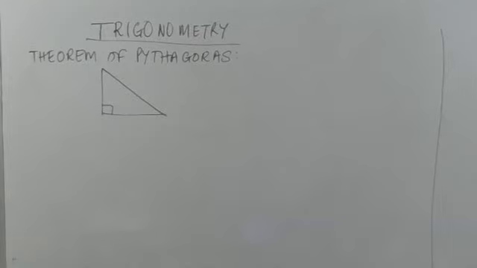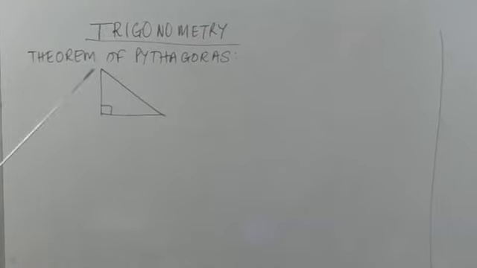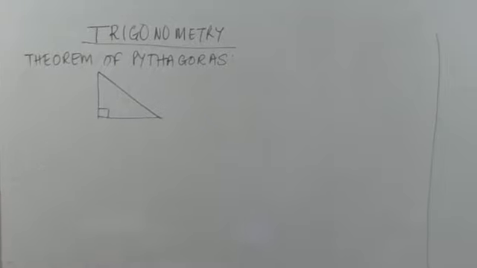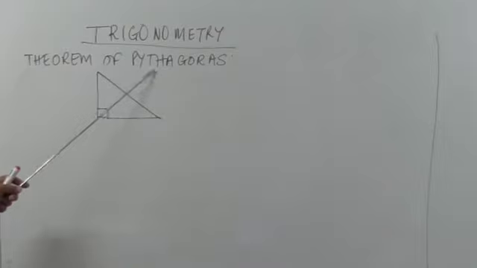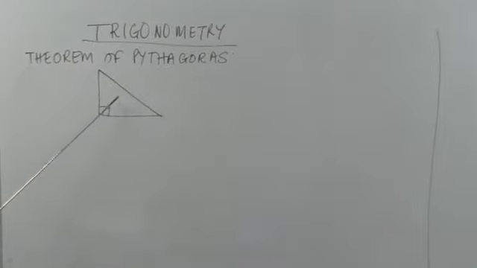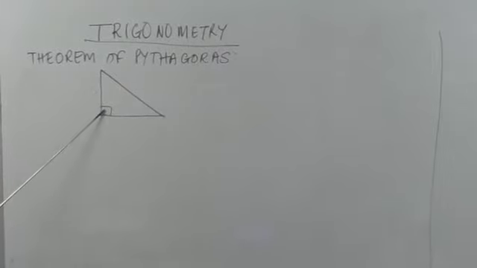Welcome. Now we shall do some revision of the theorem of Pythagoras. So here we have a right angle triangle. The theorem of Pythagoras works only in a right angle triangle. Now we know this is a right angle triangle because the right angle is marked.